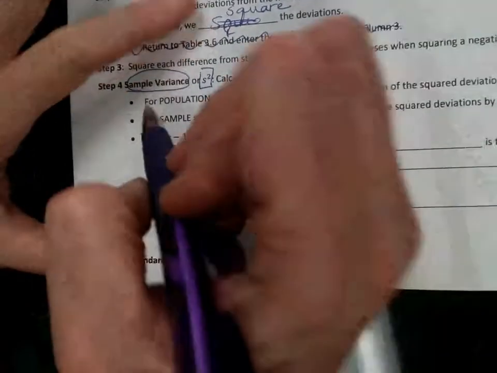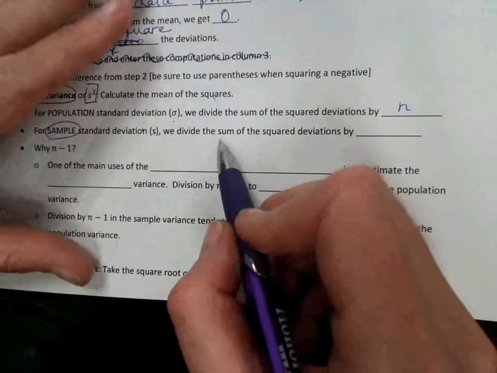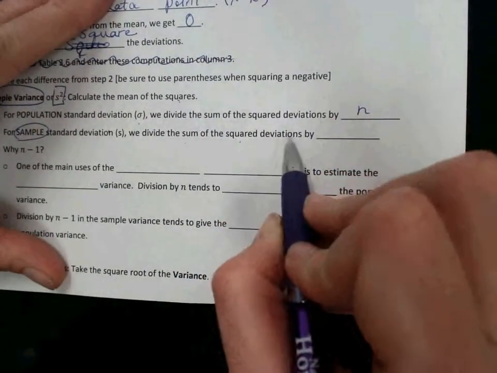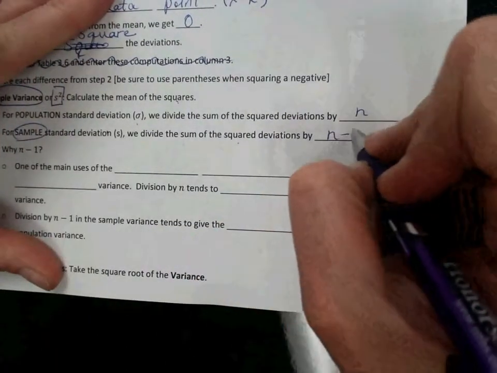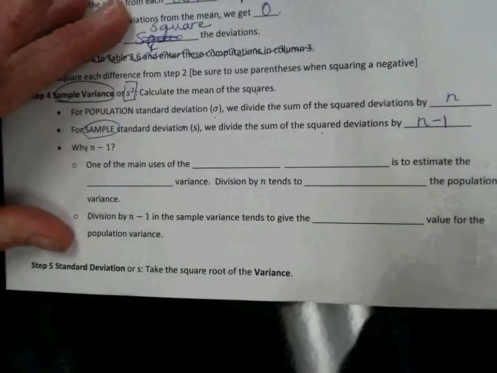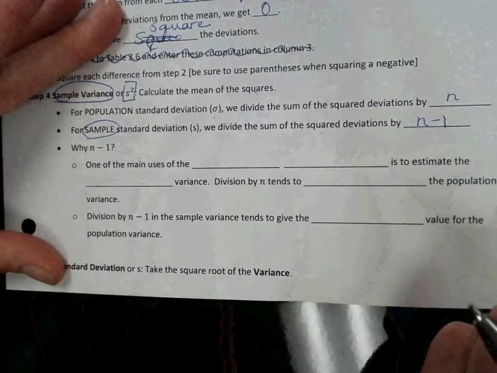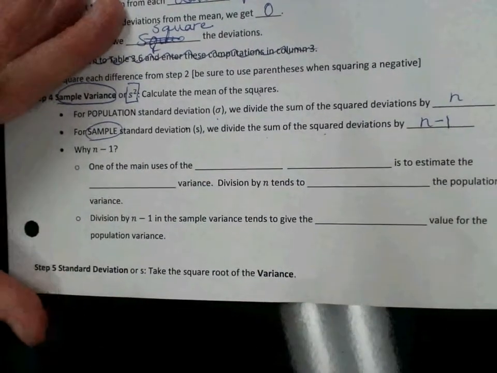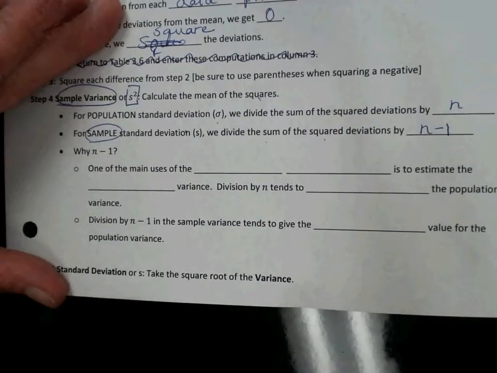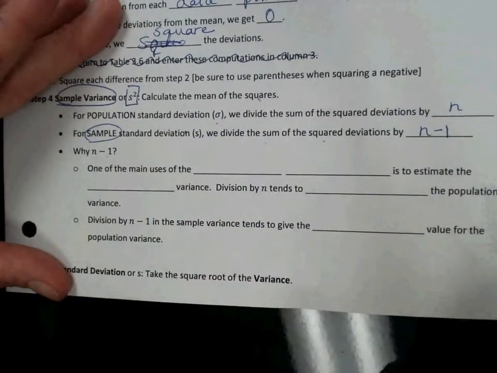So, more often, we're talking about the sample standard deviation. In this case, we divide the squared deviations by n minus 1. That's the focus of today. Why n minus 1? This is for the person that's really curious. Not all of us are that curious, but some of us are. And so, here's why we divided by n minus 1.